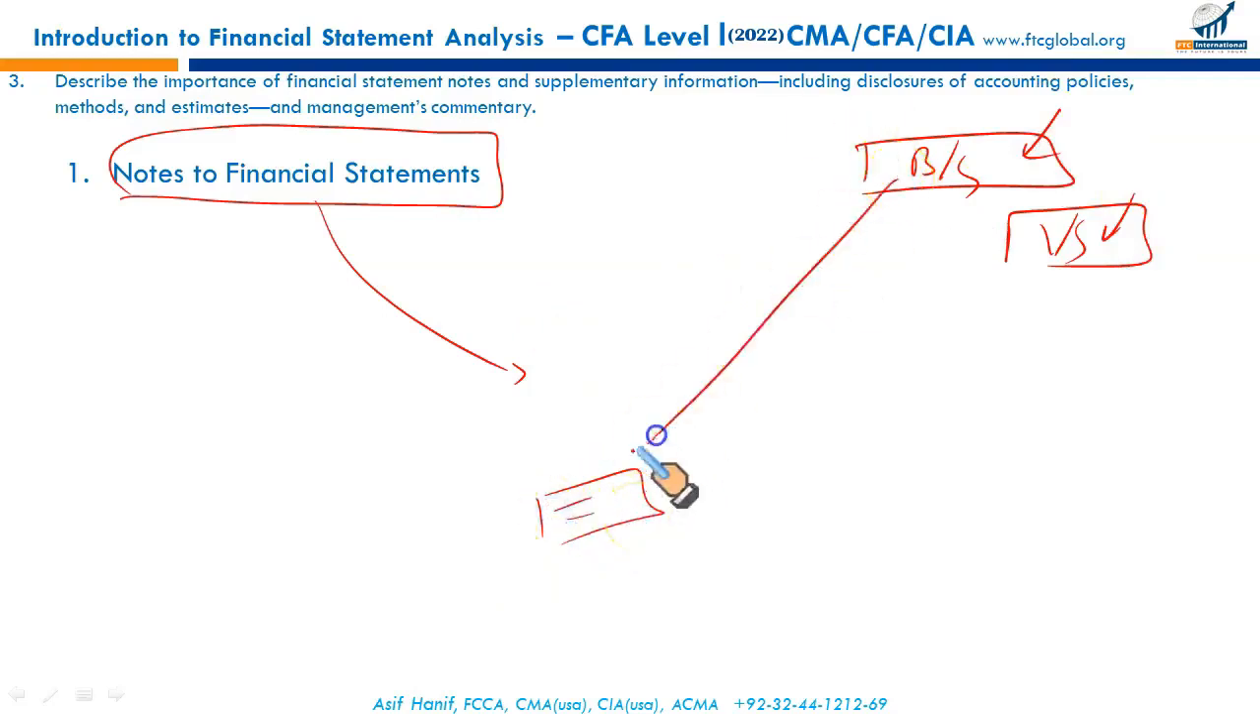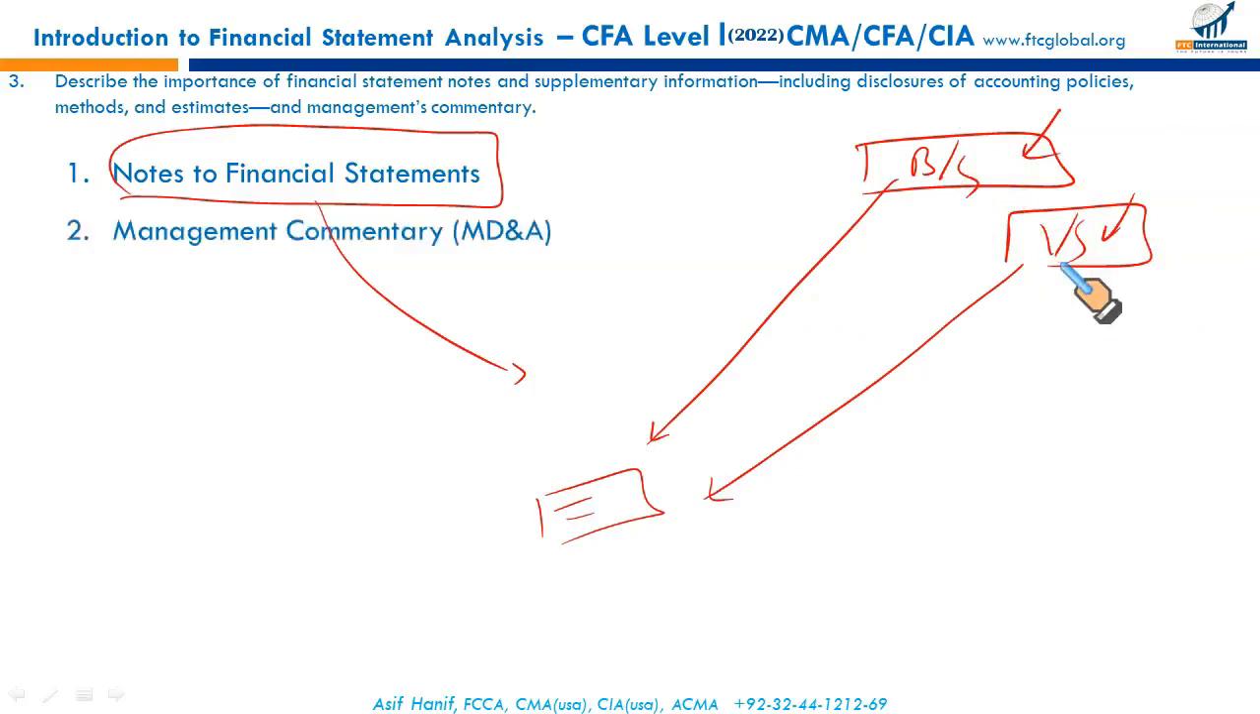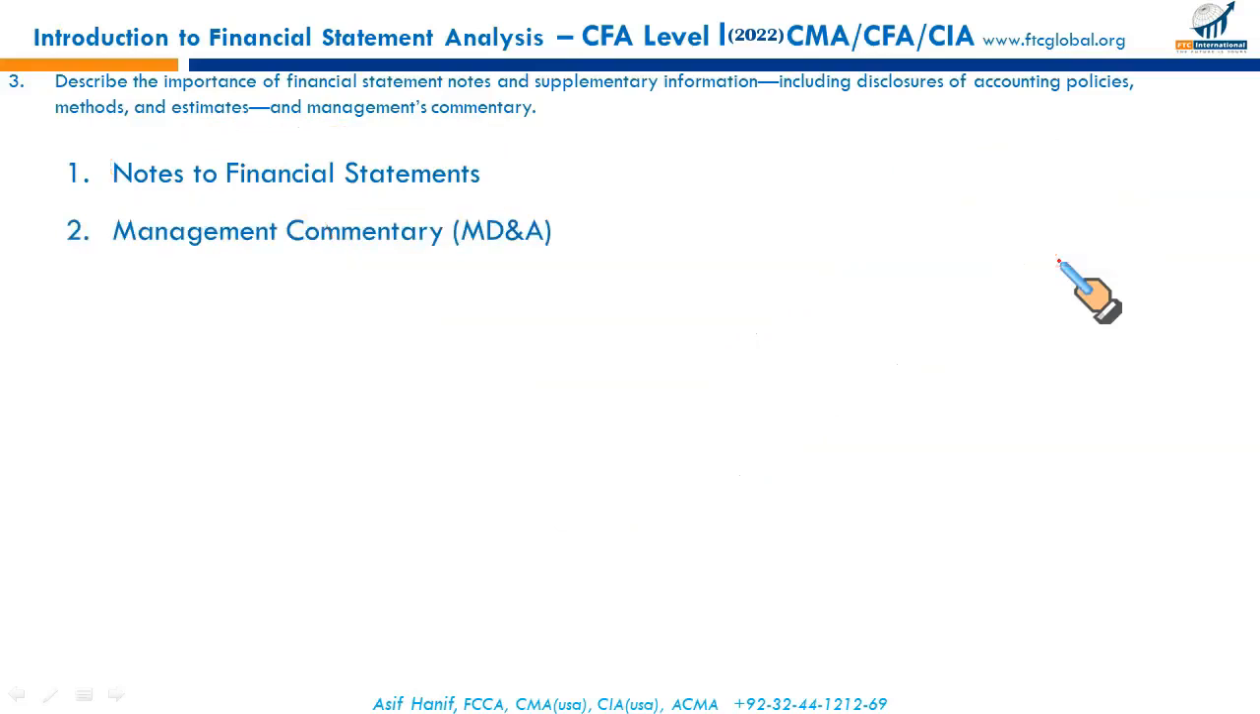Notes just need to amplify, explain the contents of the balance sheet or income statement or statement of change in equity, not to rectify the mistakes or the misrepresentation of the numbers on the face of the financial statements, right? That's what notes are for. Then management commentary, or MDA, management discussion and analysis. It is also called management report, operating or financial review, many terms used for it.